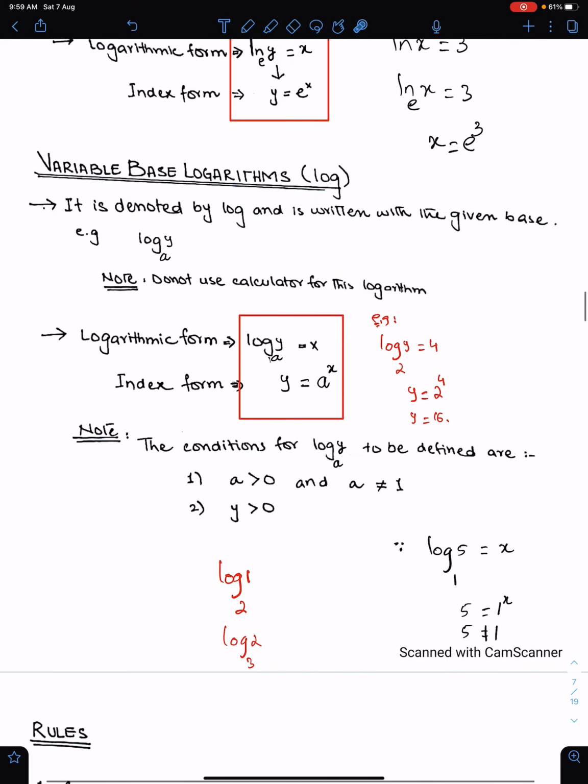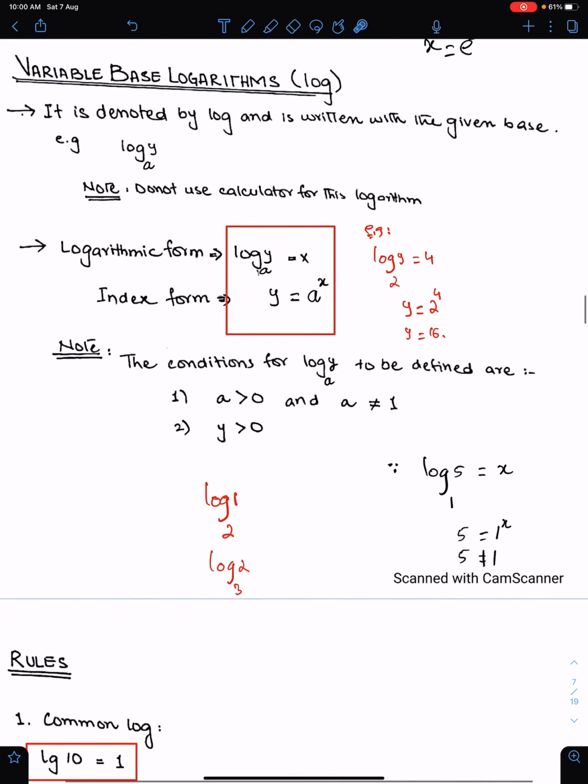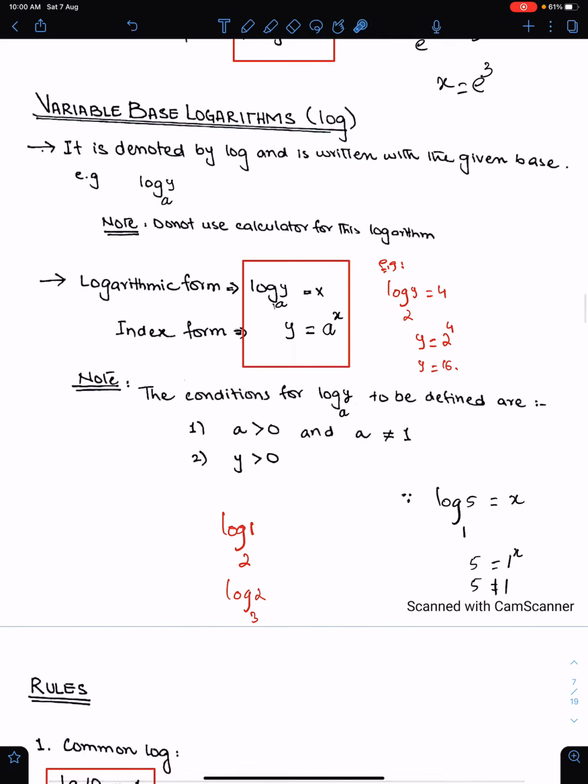Variable base logarithms. Well, it is denoted by log and is written with the given base. For example, like this: log base a function y. Note, for this type of log, don't use calculator. Now this is the logarithmic form and this is the index form. Do same thing. Copy this y here and make this a as the base of this x. So we have y is equal to a to the power x.